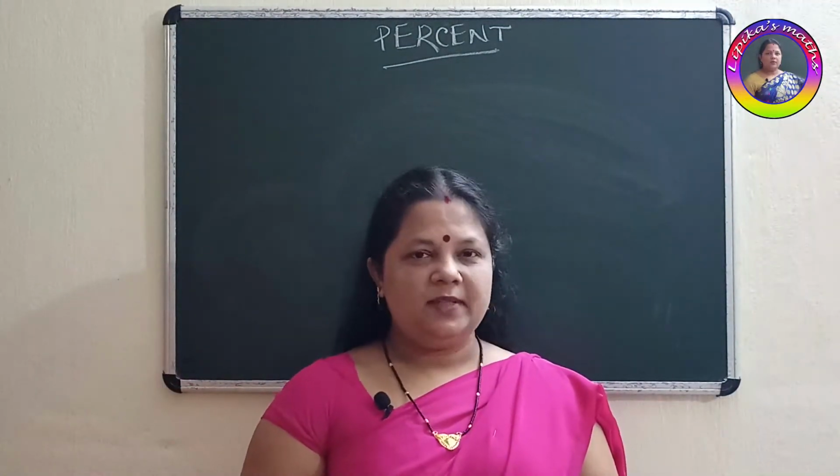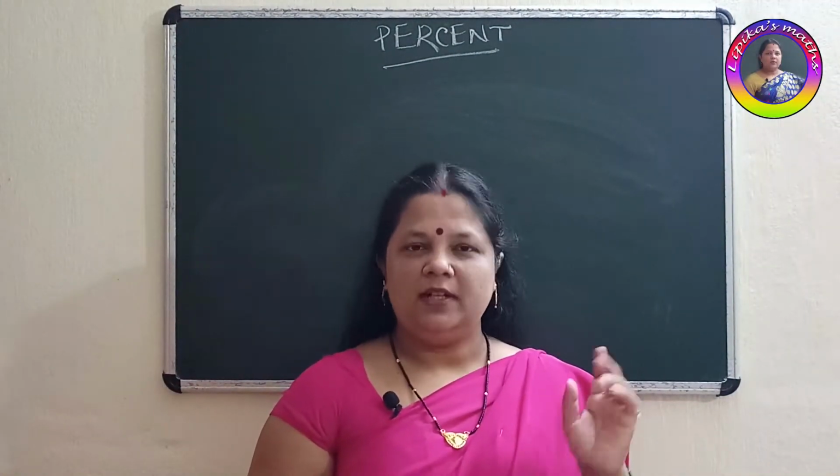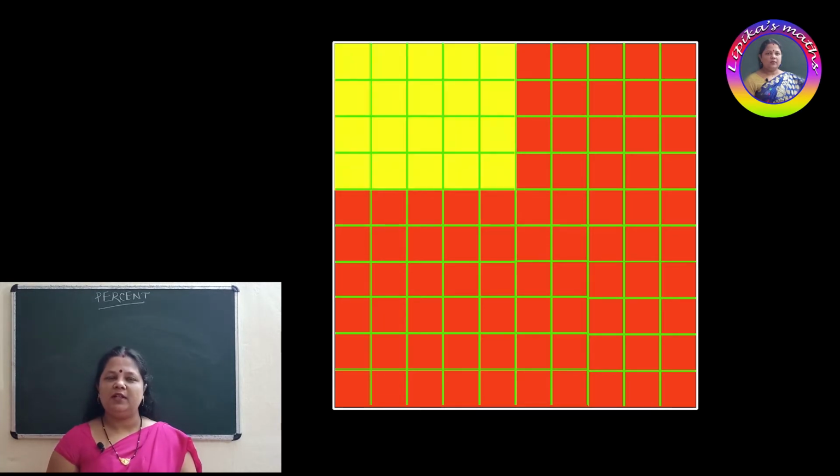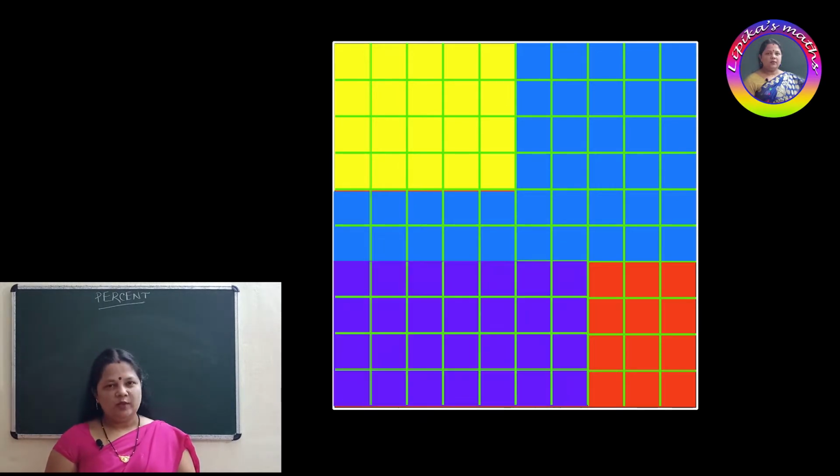So children, let me explain in a better way with diagrams. You can see over here children, I had taken 100 squares. Clear? Out of 100 squares, I had selected 4 colors. First I had taken yellow color, that is 20 squares. Second I had taken blue color, that is 40 squares. Next I had taken purple color, 28 squares. And fourth I had taken pink color, that is 12 squares.